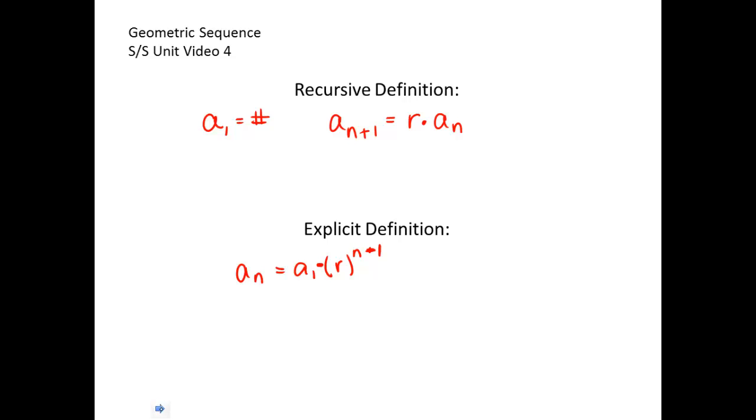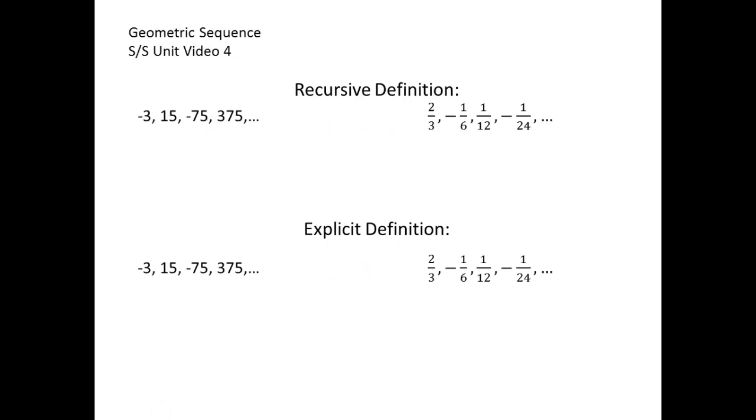Let's go ahead and use these. I've got some sequences here. Oops, I chose one that we can't use actually. We can't use that second one here, so we'll have to change that. I'm sorry. Okay, so for this one though, we found earlier that my r value is -5. I know my a1 is -3. So my recursive definition will be a sub 1 equals -3, and a sub n plus 1 is equal to -5 times a sub n. That's it.